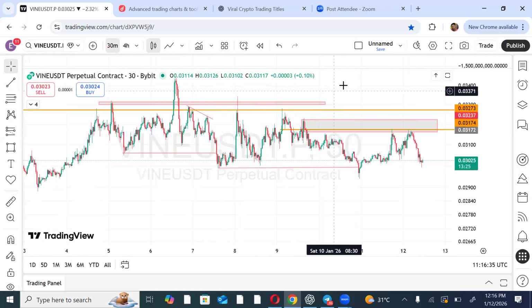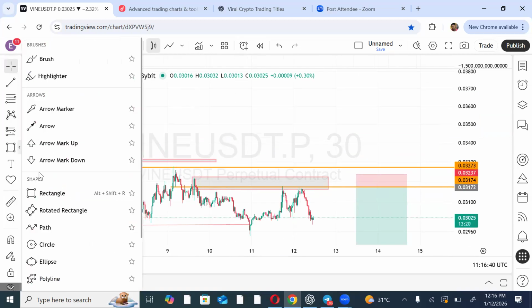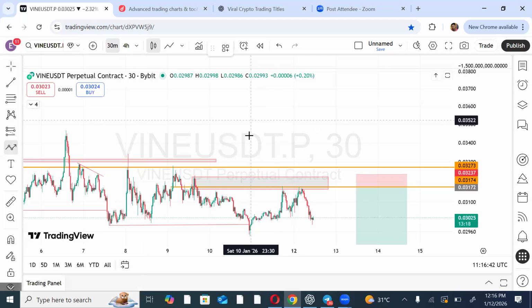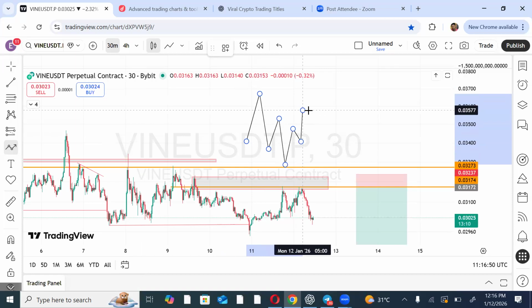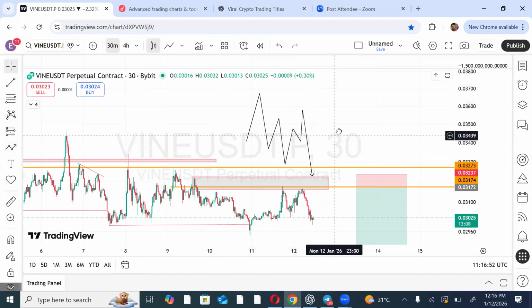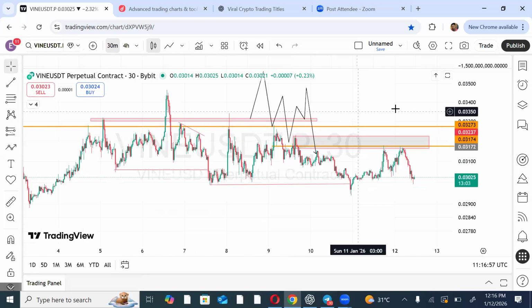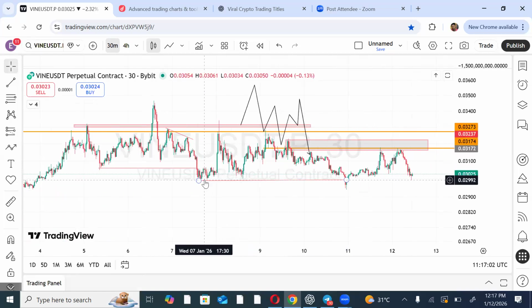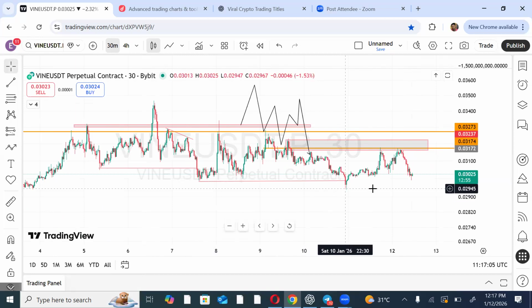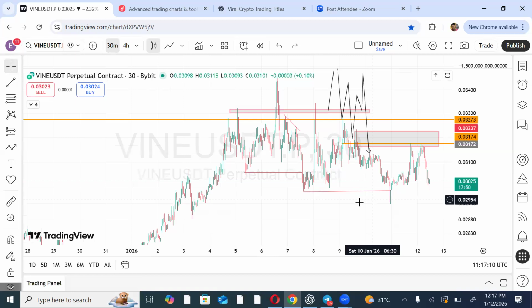This is it. So we got our sell confirmation back into the range. Remember, we have a range. This was our sell confirmation. First break of structure. Second break of structure. Then this was what we got. First break of structure. Second break of structure. And then price came back into the range.